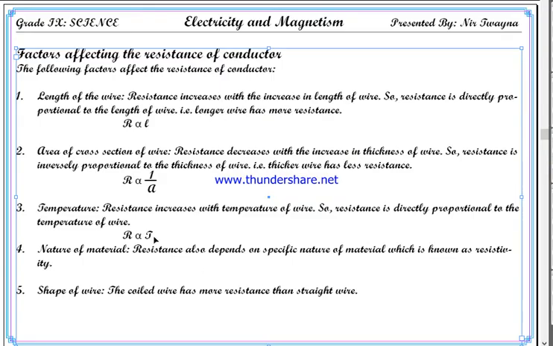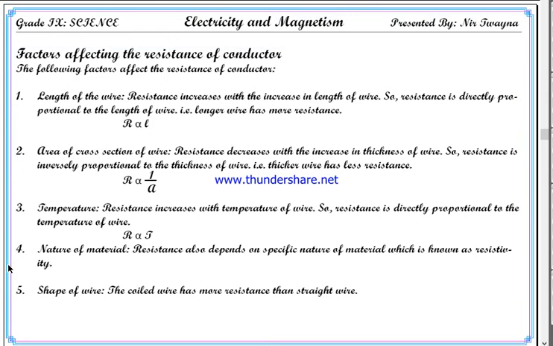Okay, now the fourth factor that affects resistance is nature of material. Resistance depends on the specific nature of material, which is known as resistivity. Well, some materials simply resist more than others, whereas some materials allow current to flow through them. The materials which have more free electrons in themselves will allow electrons to pass through. The materials which have fewer electrons will resist flow of electrons because they tend to absorb electrons.